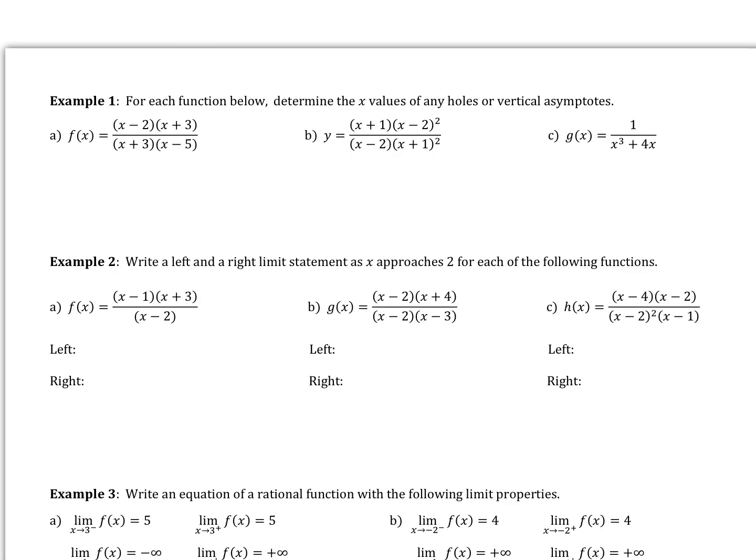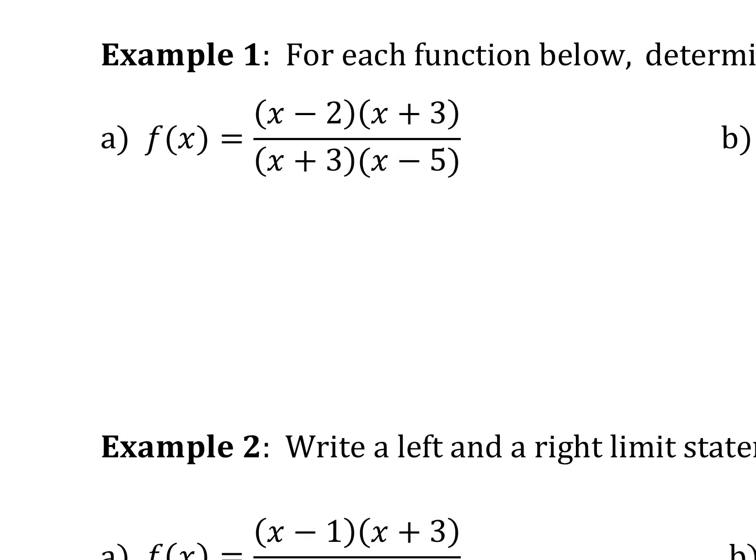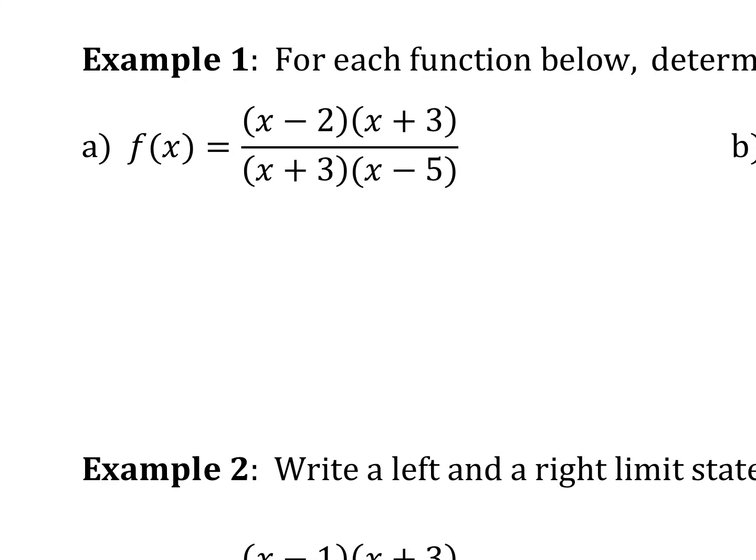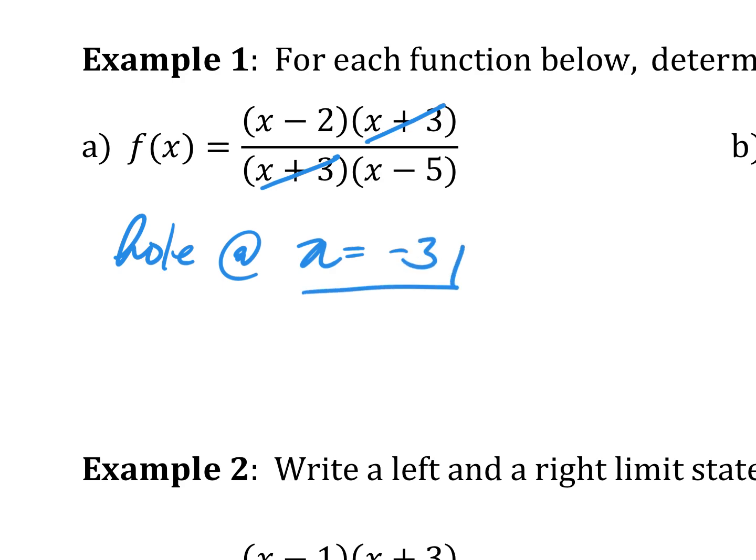Example 1. For each function below, determine the x values of any holes or vertical asymptotes. Let's look at letter A. So this is very easy because both are given as factors already. Here I can see that x plus 3 and x plus 3 are in both the numerator and denominator. They're going to be canceling out completely. It means to say that I have a hole at x is equal to negative 3.